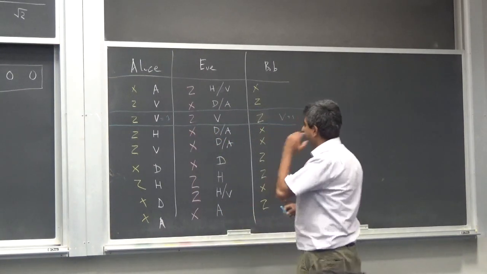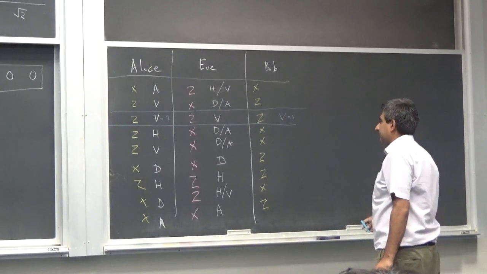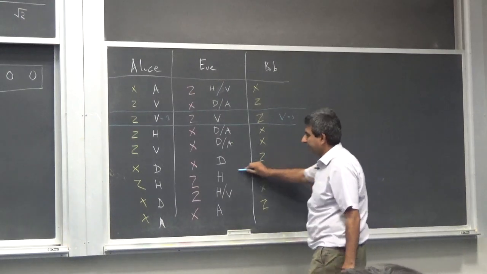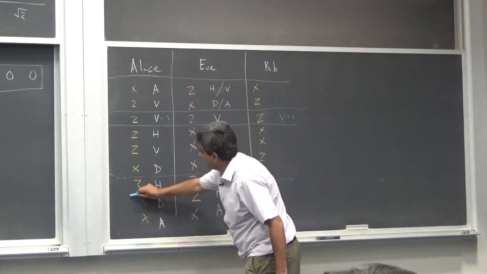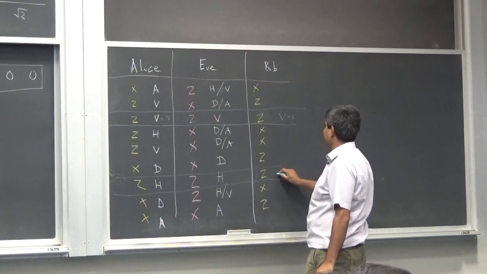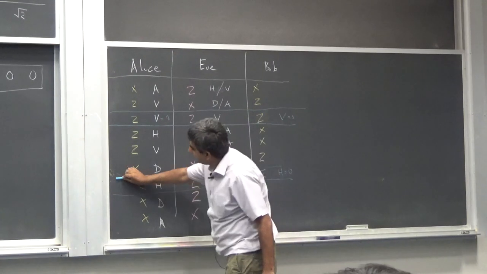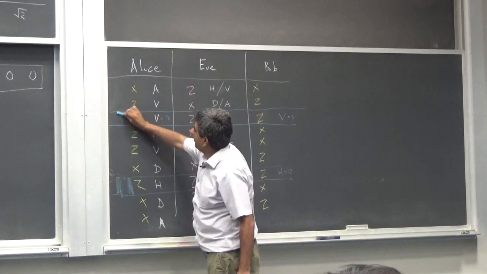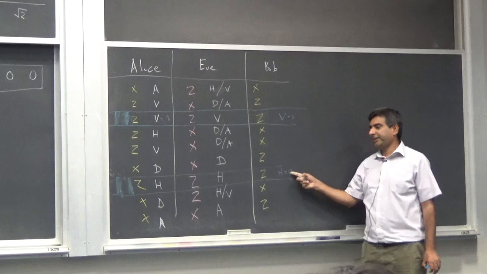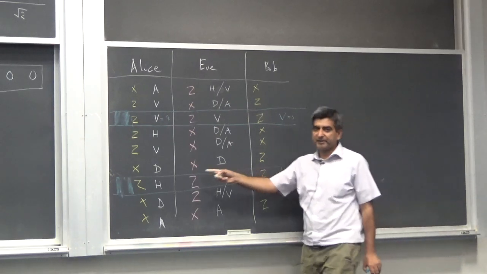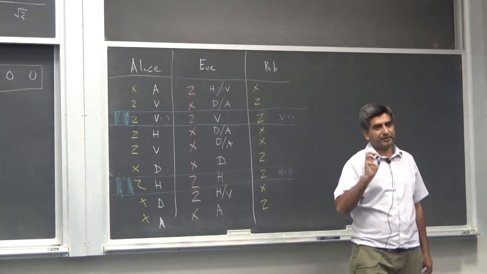Now it's possible that this is also true for this case. So output is H, which corresponds to 0. So these two are instances when all three bases match and no error is obtained in the received bit. It's the same as the bit that was sent off in the first place. But Eve has gained information about this bit.